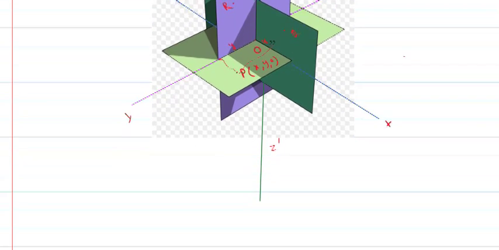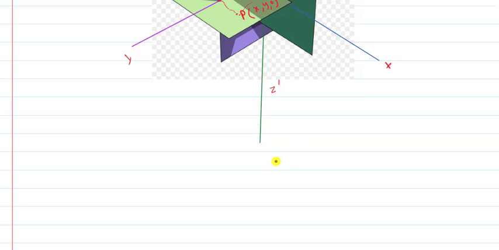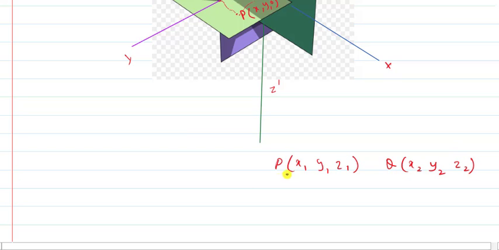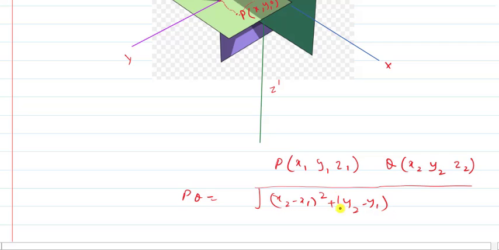Next, I hope that you know very well about the distance formula. If there is a point P (x1, y1, z1) and another point Q (x2, y2, z2), then the distance between the two points PQ is given by the square root of (x2 minus x1) whole square plus (y2 minus y1) whole square plus (z2 minus z1) whole square.